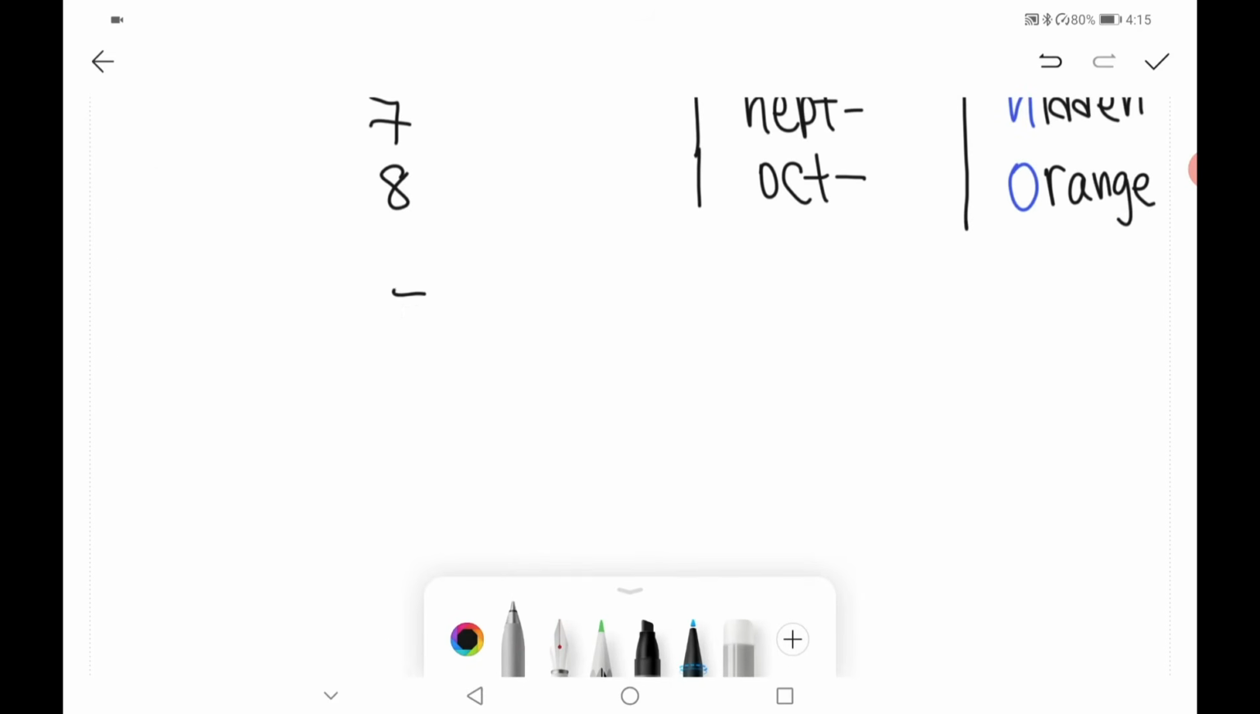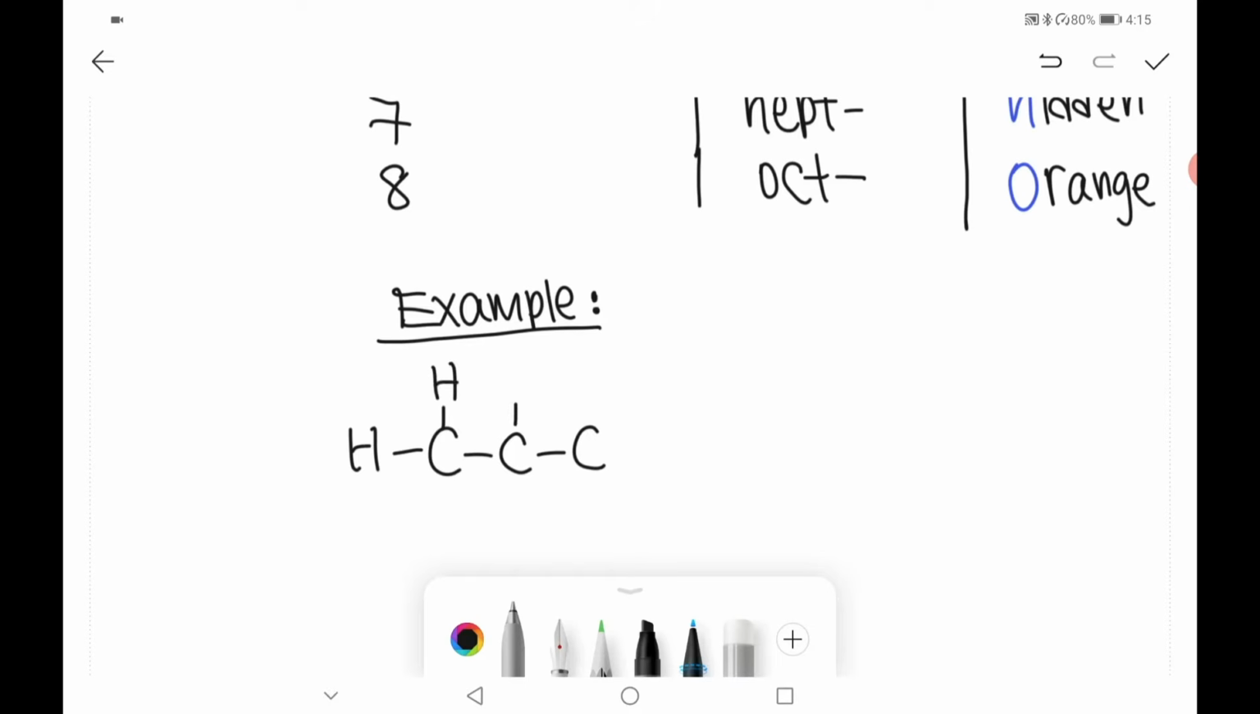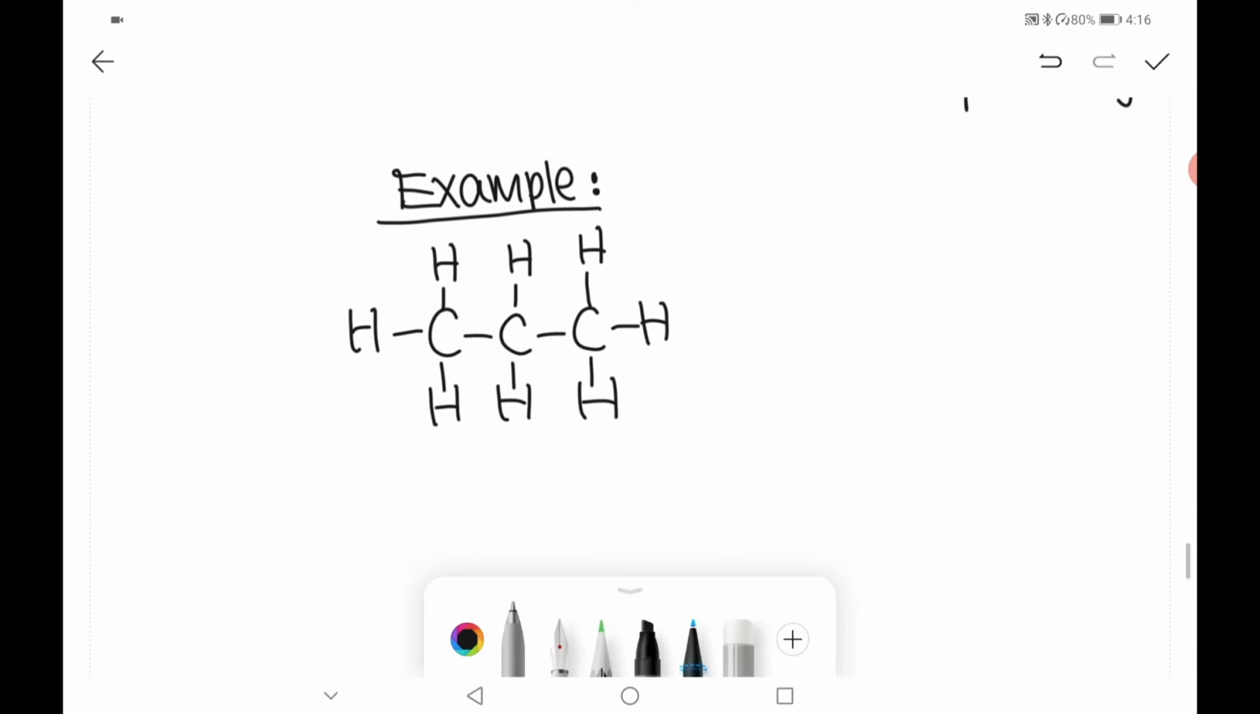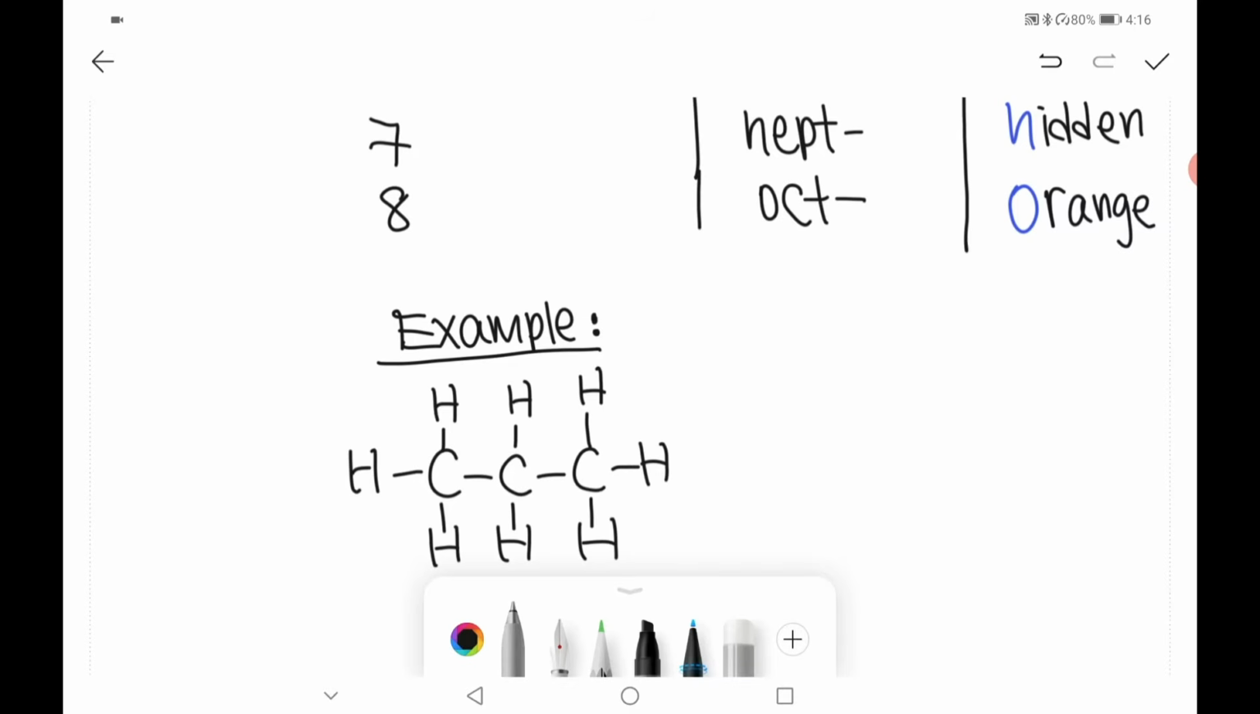So I'll give you 3 simple examples so that you are aware of how to use the concept to name. I will show you 3 diagrams, and we will try to name these 3 diagrams together. This is the first diagram, so let us try to name it.